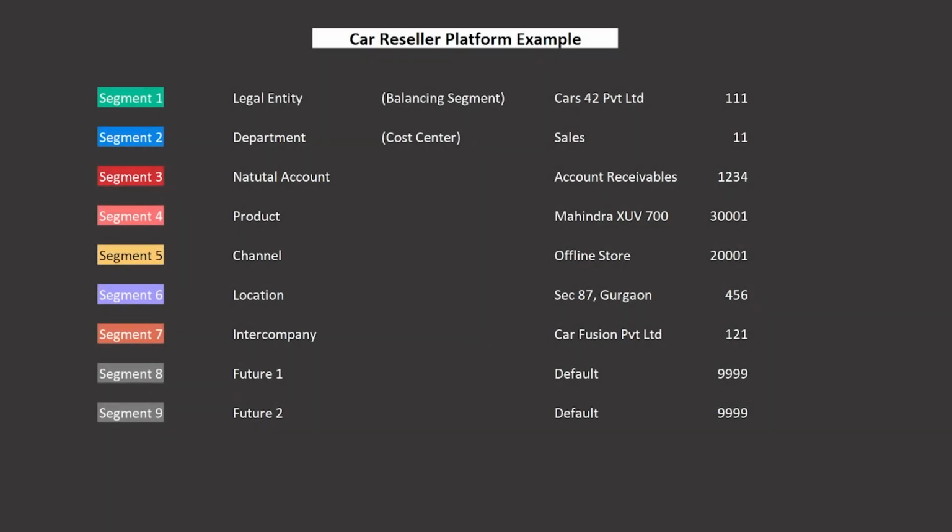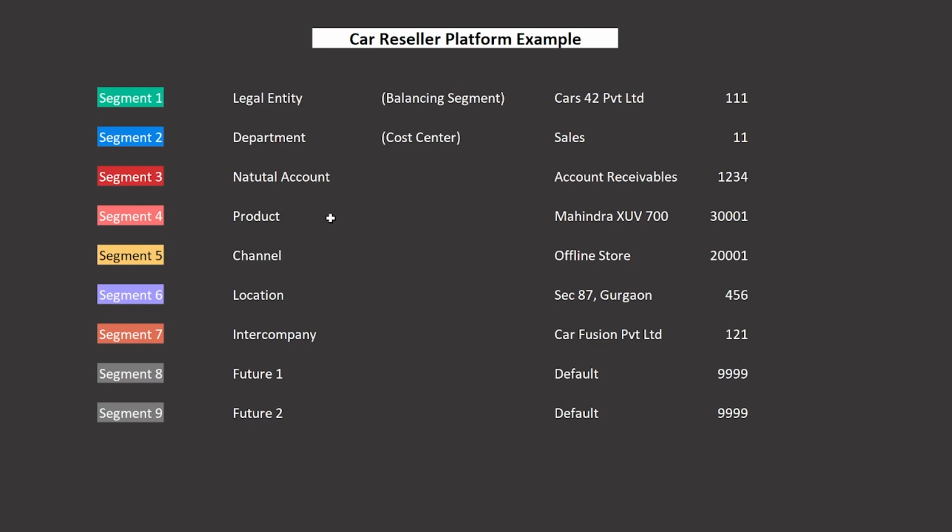To address all these requirements, we have created this chart of accounts with 9 segments where your legal entity acts as the balancing segment, which will allow you to get the balance sheet at the legal entity level. And department is again your cost center. Then we have natural account, product, channel, location, intercompany, future 1 and future 2. Your product and channel will give them profitability for their product line and the different sales channels that they have.